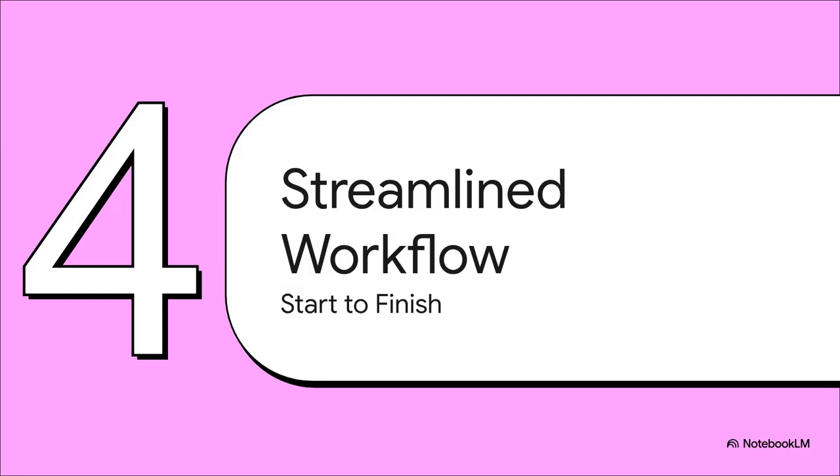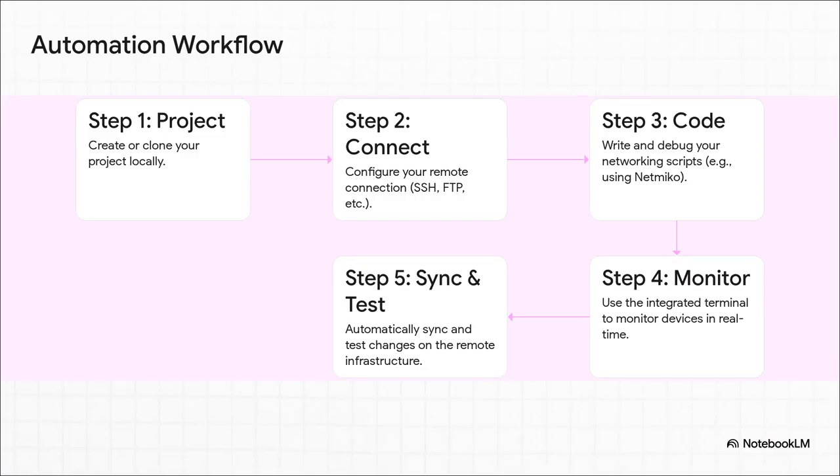Okay, so let's put all these pieces together. What does a real network automation task look like from start to finish in this new streamlined world? It looks a little something like this. Step 1, you kick off your project locally, just like always. Step 2, you configure that remote connection, picking SSH or SFTP based on your needs. Step 3, you write and debug your scripts, using all the powerful tools of the IDE, pulling in libraries like NetMiko. Step 4, you pop open the built-in terminal, SSH into a router, and watch the logs in real time as your script does its thing. And finally, Step 5, every single change you save is automatically synced and tested on the actual remote hardware. It's a beautiful, seamless loop.